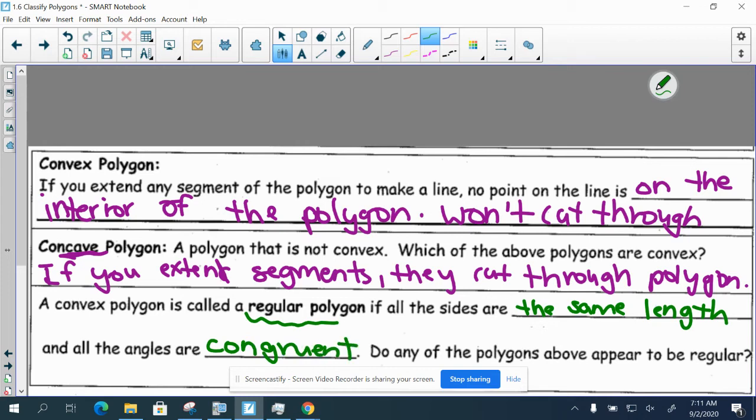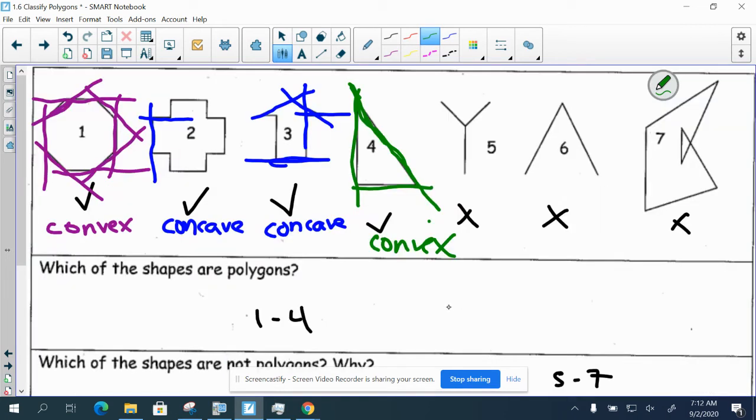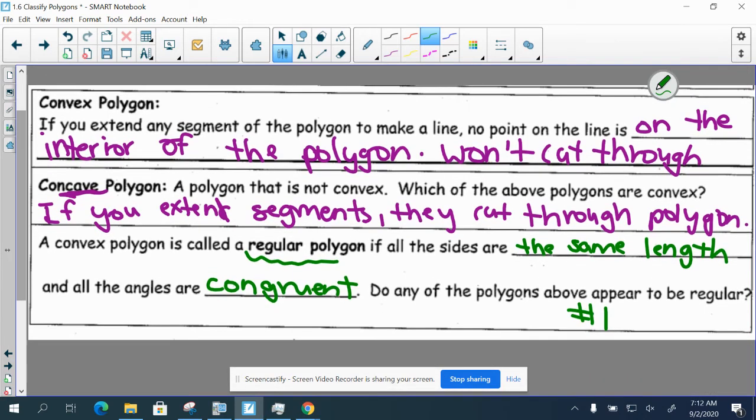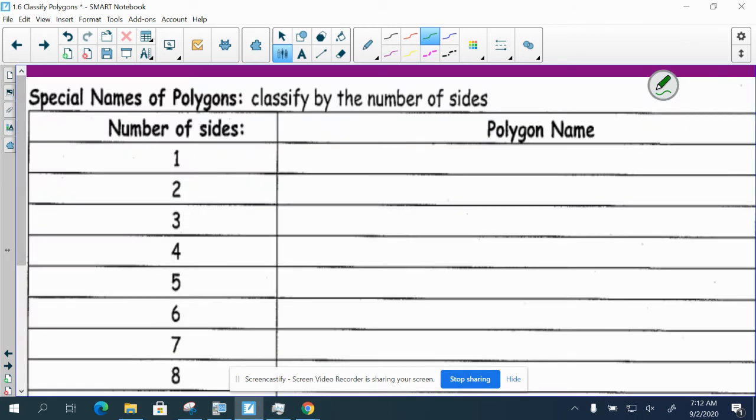So they have to have the same length and congruent angles. Do any of the polygons above appear to be regular? So which of these look like they have the same angle measures and the same side lengths? Number one. Number one is an octagon, a regular octagon. But of course, we couldn't tell exactly unless we knew for sure that all of the sides and angles were congruent, if we were given the angle measures and side lengths. You can't always trust the diagram.